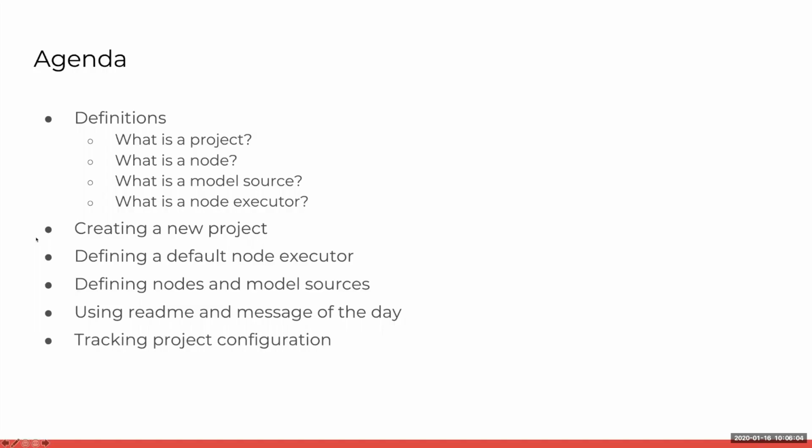So from an agenda perspective, I'm going to go through some definitions first. There's some language we use that isn't always clear necessarily if you're not used to Rundeck, so I want to be clear on some of those things. Then we'll talk about creating a new project, defining a default node executor, which by that point we'll know what a node executor is, defining nodes and model sources, using readmes and the message of the day, and lastly, I'll talk a little bit about how you might track your project configuration.